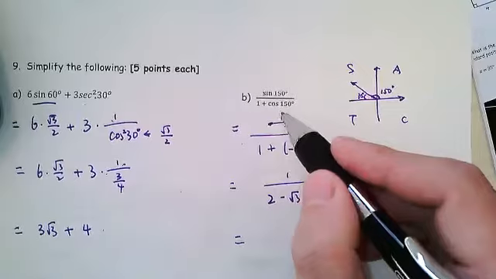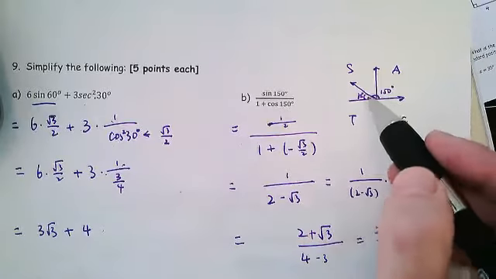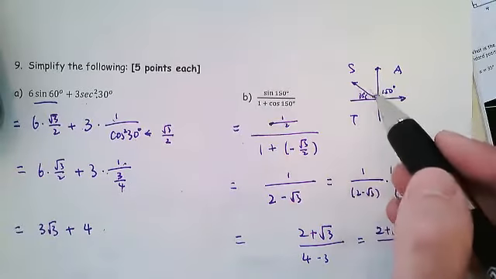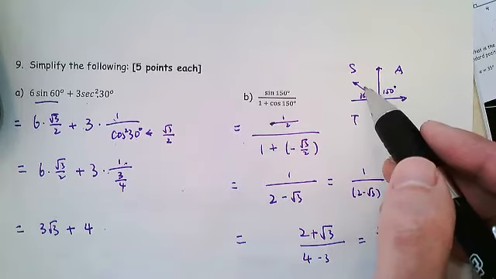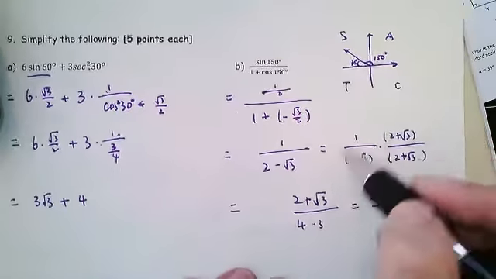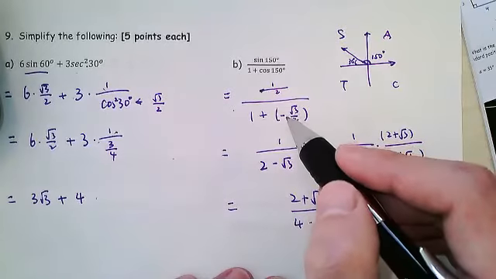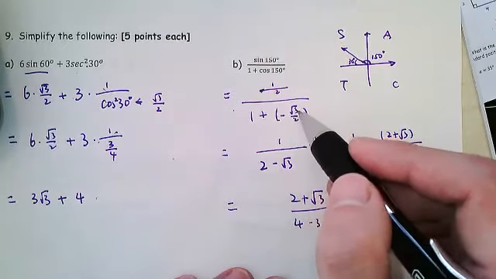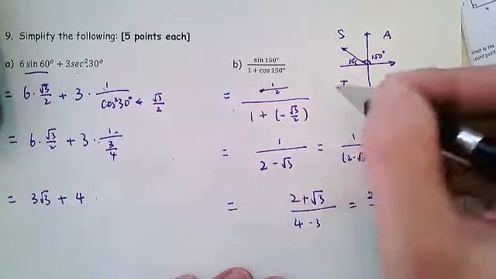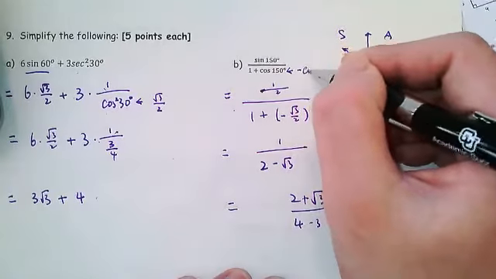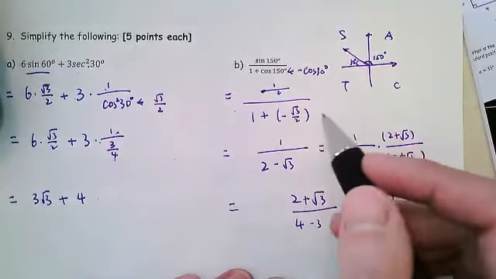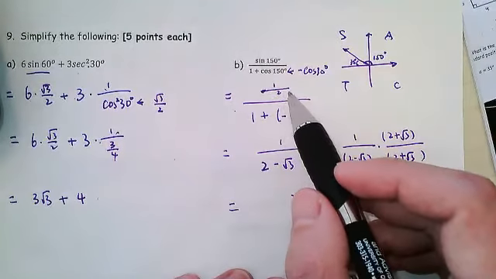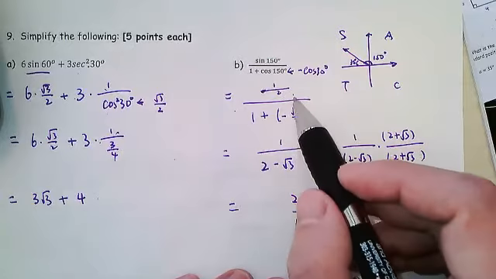Then you have cosine 150 degrees. But this time, because of the ASTC rule, cosine in this area is negative. So cosine 150 is negative square root of 3 over 2. Just cosine 30. Cosine 150 is negative cosine 30. So it's this answer. Then you see fractions in both parts.